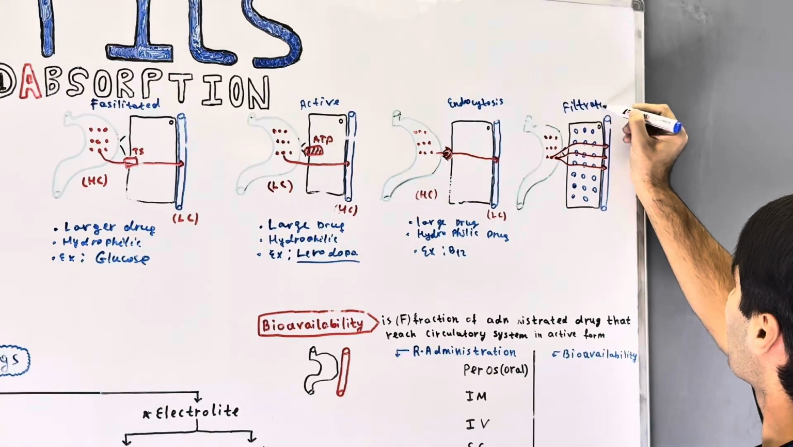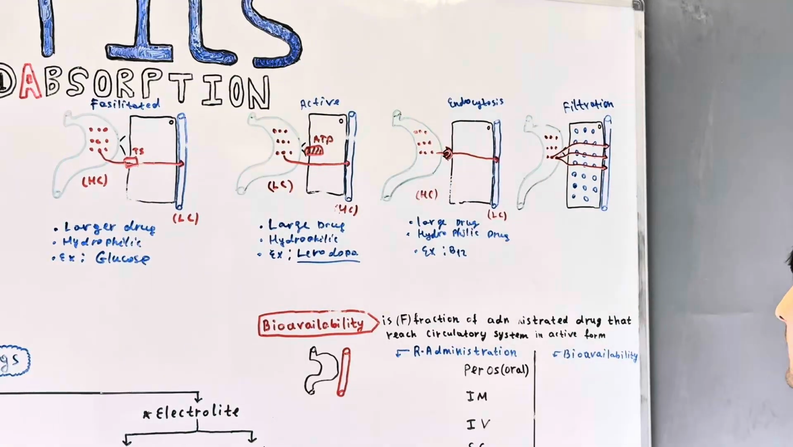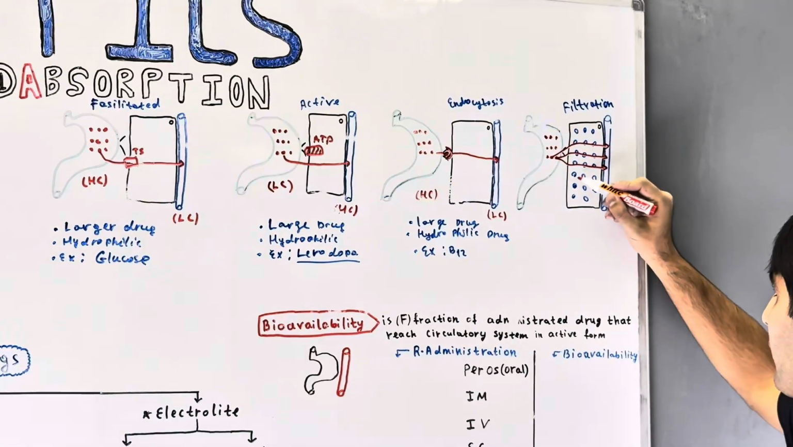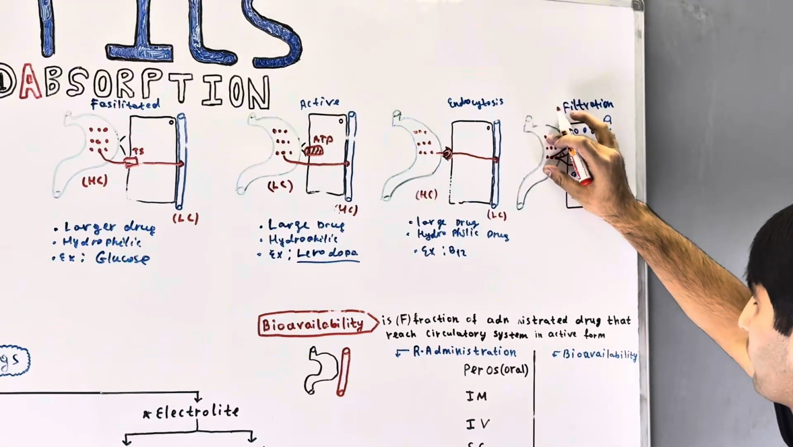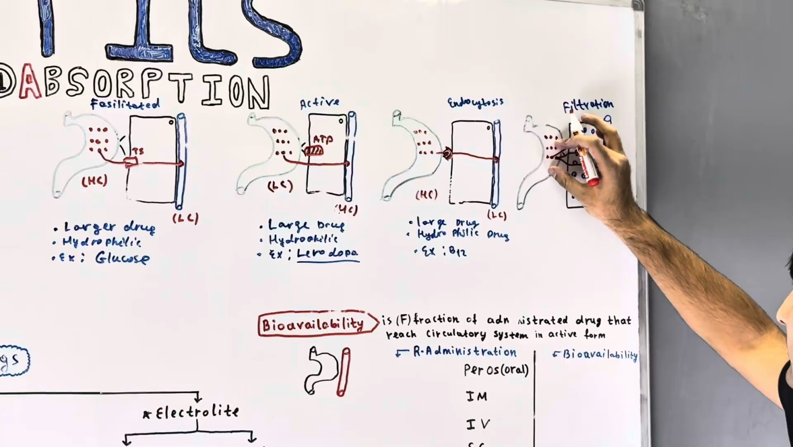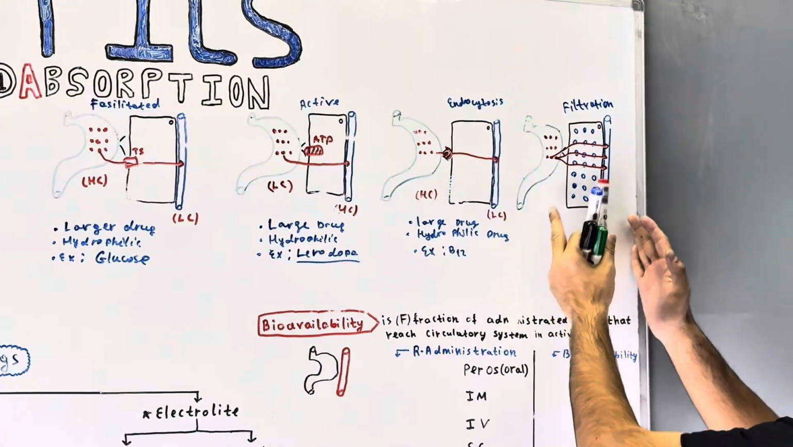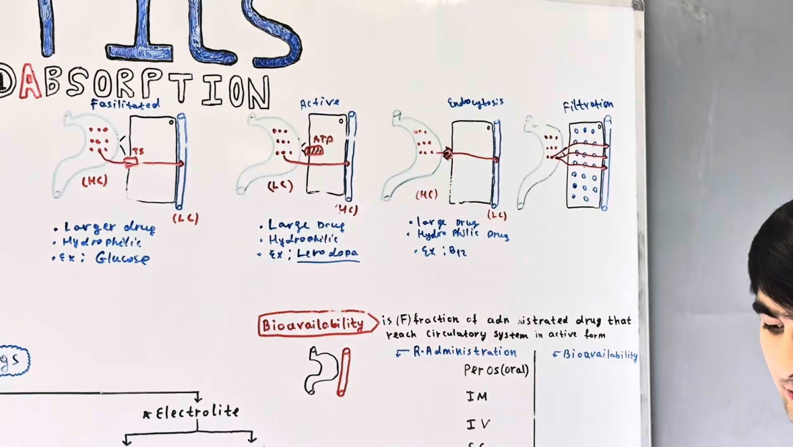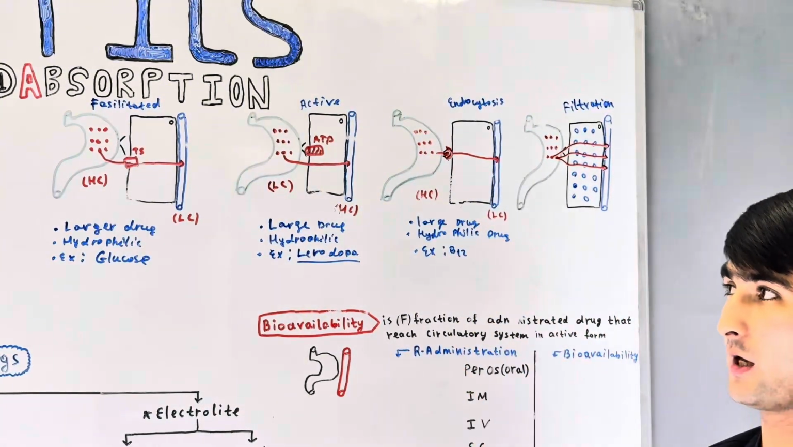Filtration. So, why filtration? Because the drugs can pass through the pores of the gastric cells. The drugs pass through the gastric cells to the blood circulation. This type of absorption mechanism is called filtration. So that was generally about the mechanisms of absorption.